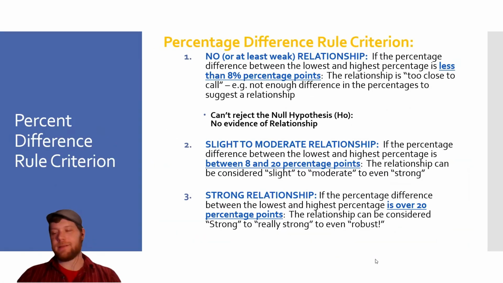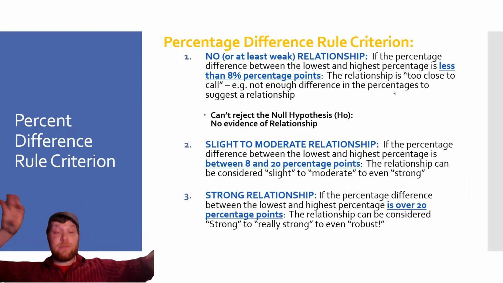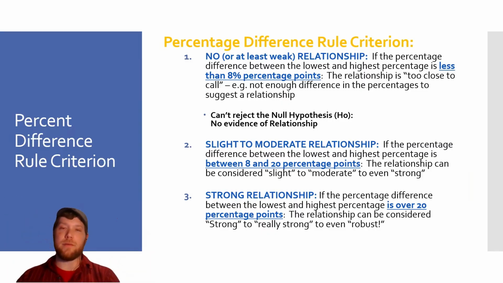Now, formalizing it, I would consider these key points. One, I think there's no relationship, or at least a weak relationship, if the difference between the highest and lowest percentage is less than 8 percentage points. This is where I think maybe it's too close to call. It could be some differences just based on that sample from year to year. And so I don't feel comfortable suggesting a relationship, especially with multiple categories, if there isn't a big enough difference among them.